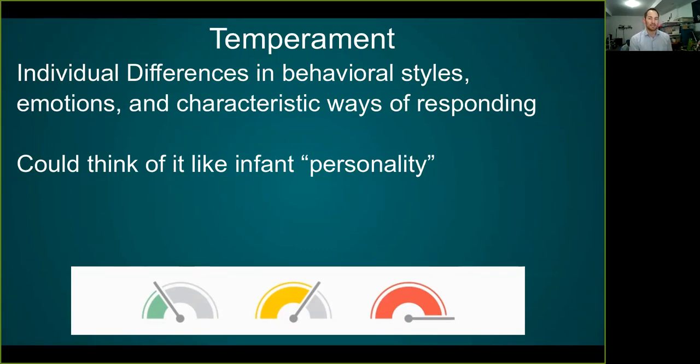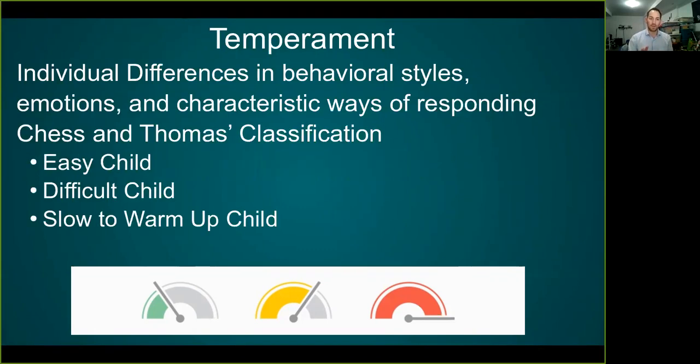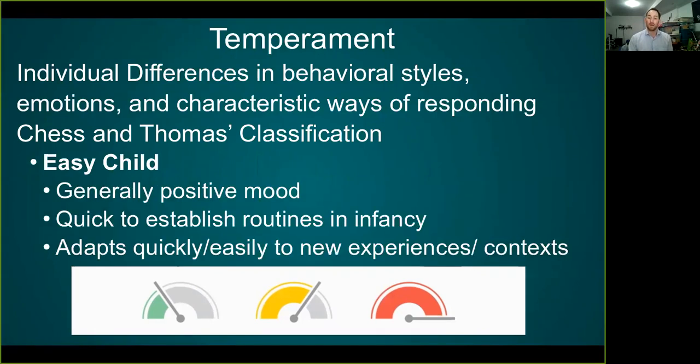It's not exactly the same, but it's similar enough that I think it might be a way for you to understand it. Essentially, it's the way a child tends to respond to things. And there's a couple different categories. One's an easy child temperament, difficult child temperament, and slow to warm up child temperament. So an easy child is a pretty easy child to get along with.